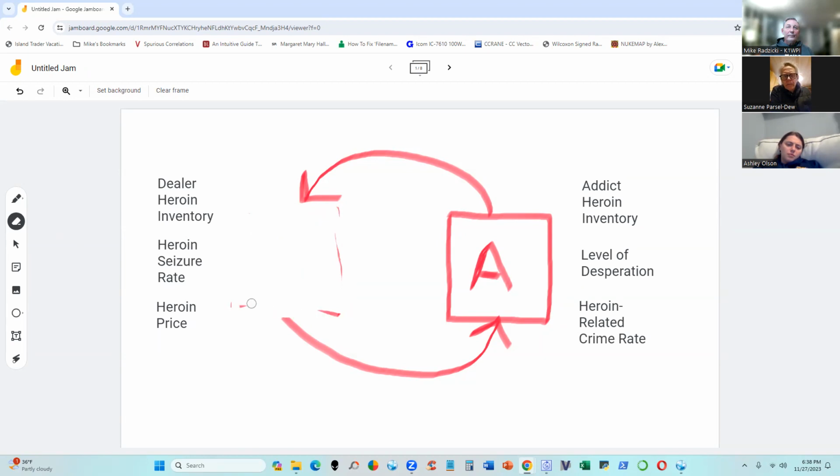What are you working in, Mike? Are you using the whiteboard in Google? Yeah, a Jamboard or something. I think it's going away. I think Google is going to stop supporting it.